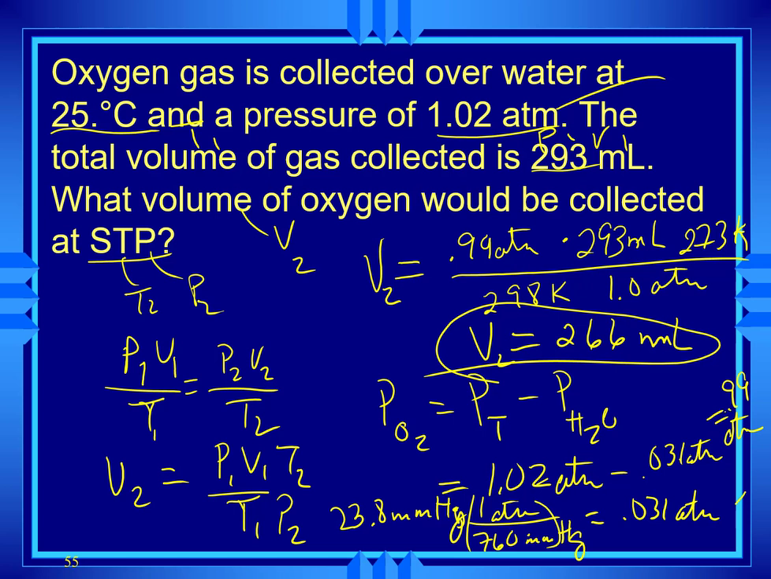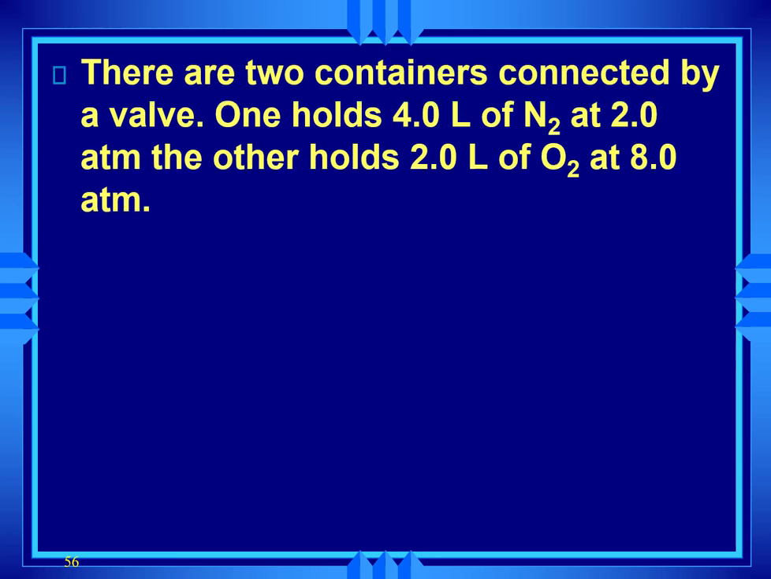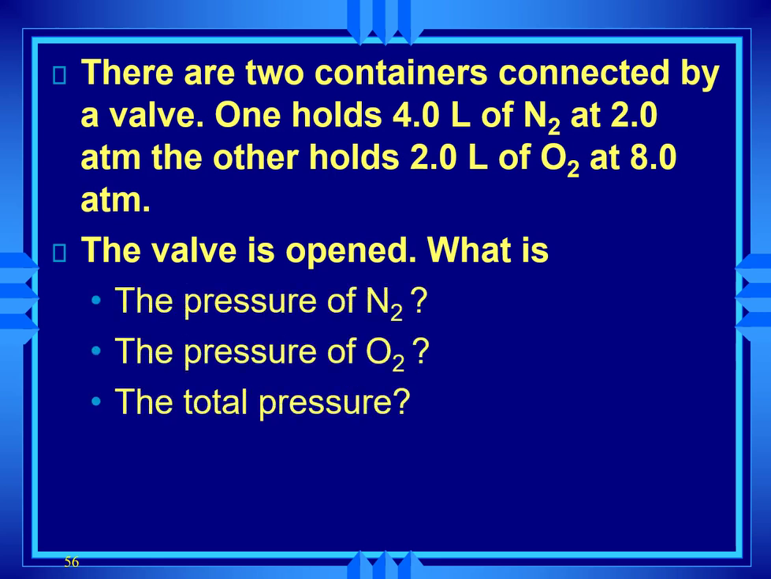Okay, and here's another application of Dalton's law of partial pressures. So you got 2 containers connected by a valve. One holds 4 liters of nitrogen at 2 atmospheres. The other holds 2 liters of oxygen at 8 atmospheres. The valve is opened. What happens to the pressure of the nitrogen, the pressure of the oxygen, and the total pressure? What is the pressure of nitrogen, the pressure of oxygen, and the total pressure?